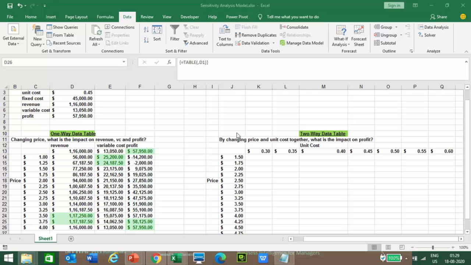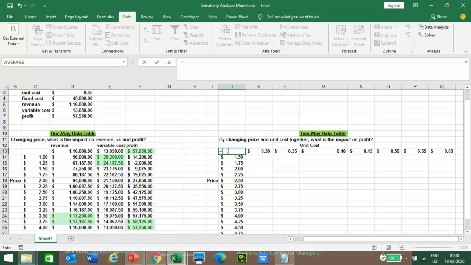Now another scenario that we're trying to analyze is if we try to change the price from $1.5 till $5, and simultaneously we're also trying to change the unit cost from $0.3 to $0.6 in increments of $0.05 each. So in that particular scenario, if you want to analyze what is its impact on the profit function, we can again do it with the help of a two-way data table. So let's do this.